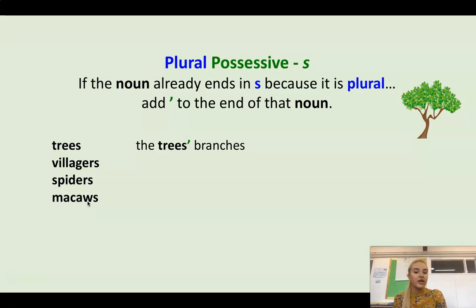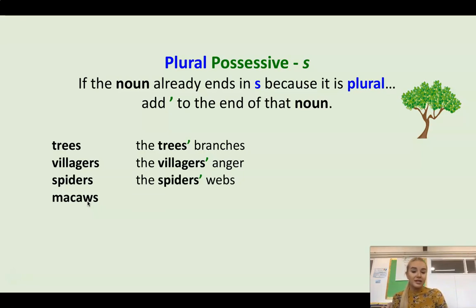So we've got the trees' branches. That suggests there could be one, two, three trees, and they all own the branches. But if there's just one tree and we're talking about the tree's branches, what does that mean then? That's right, that is just a singular possessive apostrophe. So it would look like apostrophe S. This time with villagers, there is more than one villager. What might they own? They might have anger, so they might feel anger. They still own that anger. It's an emotion, they have possession over it. The villagers' anger, there's more than one of them. There might be three or four or even ten or fifty.